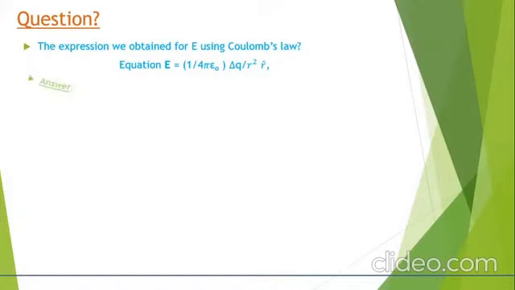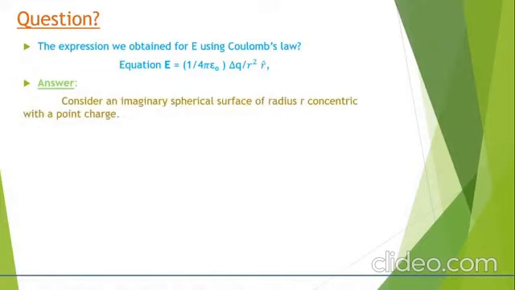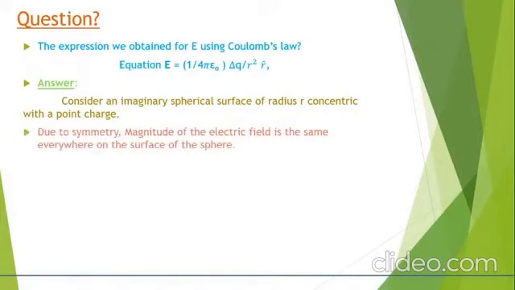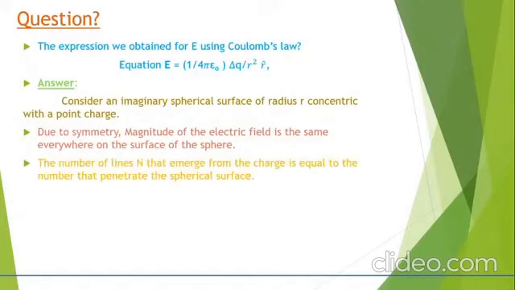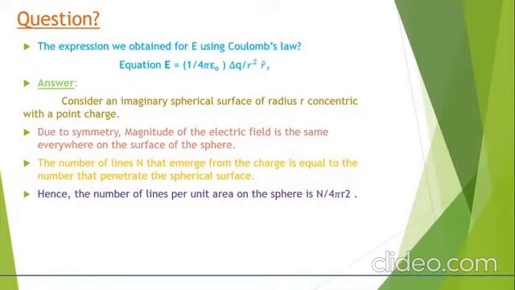To answer this question, we have to consider an imaginary spherical surface of radius R, which is concentric with a point charge. From symmetry, we know that the magnitude of the electric field is the same everywhere on the surface of this sphere. The number of lines n that emerge from the charge is equal to the number that penetrate the surface, and hence the number of lines per unit area on the sphere is n divided by 4 pi r square. Here 4 pi r square is the surface area of the sphere.